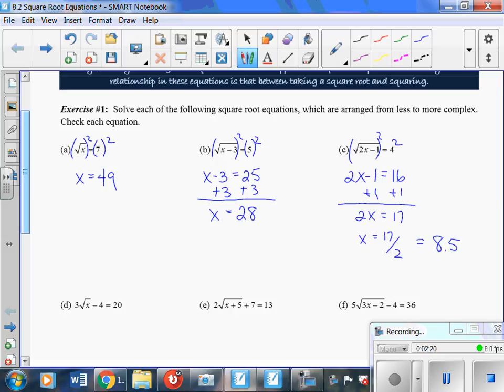So not bad. I did that really fast. So please take a minute and look at them. Look at what I did before we move on to the more complicated ones, D through F.